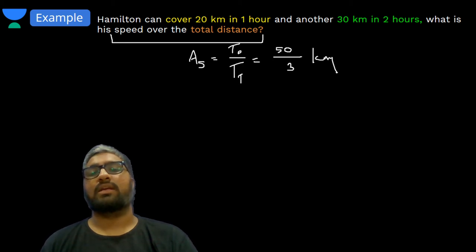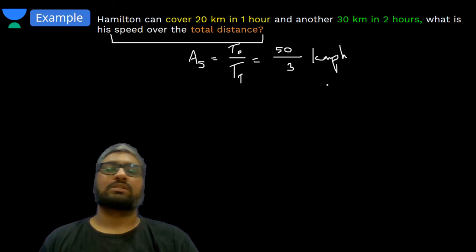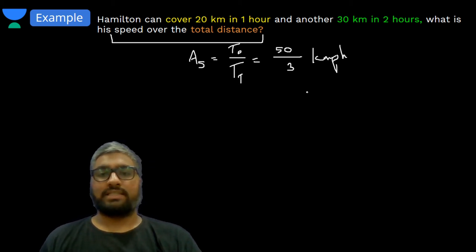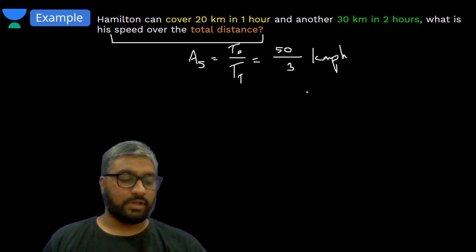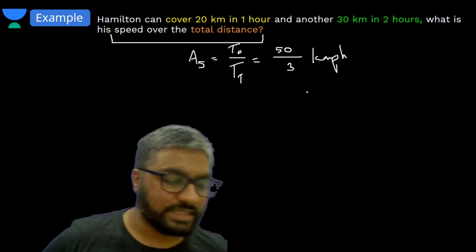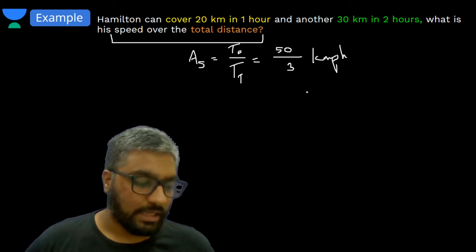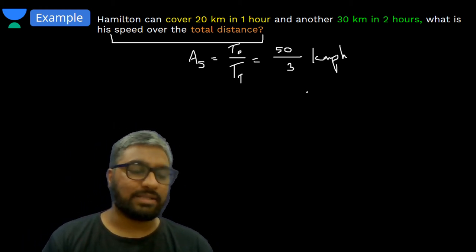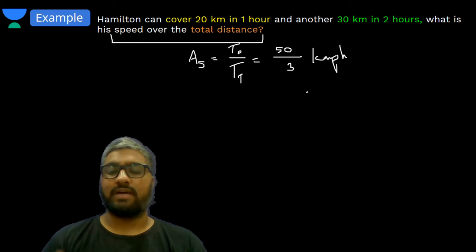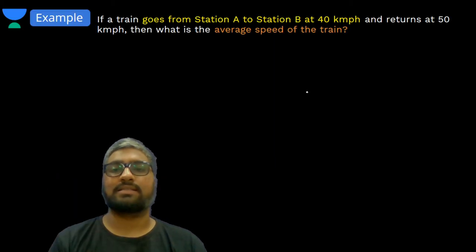50 by 3 kilometers per hour, or 16 2 by 3 kilometers per hour, whatever works for you. Yes, correct, Redox. 16.66 kilometers per hour. Great, so that's the concept of average speed. If you understood this, then let's go ahead and answer this question.